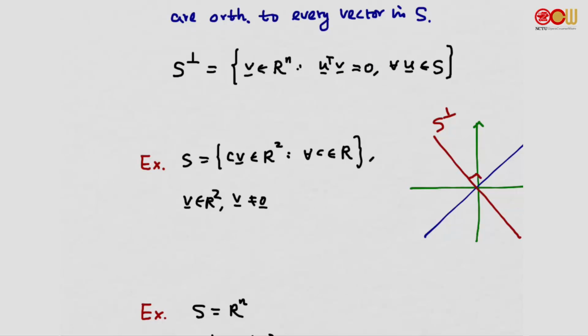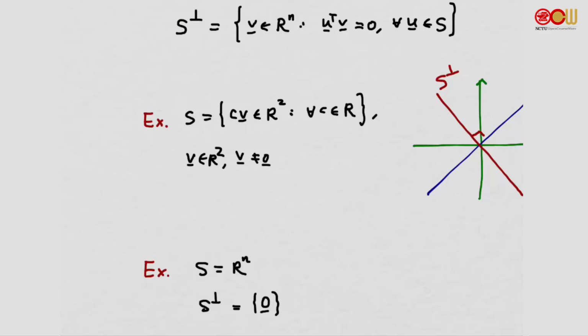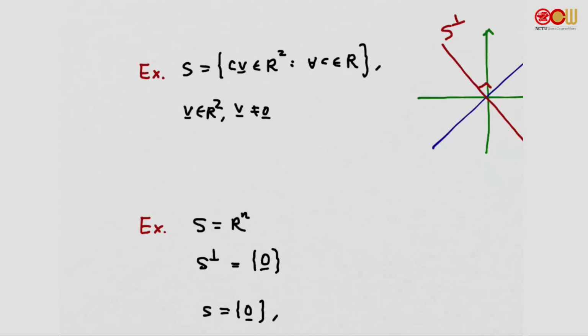How about the case that S is Rn? What would be S perp? The set S perp is the collection of vectors that is orthogonal to every vector in Rn. And S is Rn, so there's only one possibility for S perp. The zero vector is orthogonal to every vector in Rn, and that's S perp.